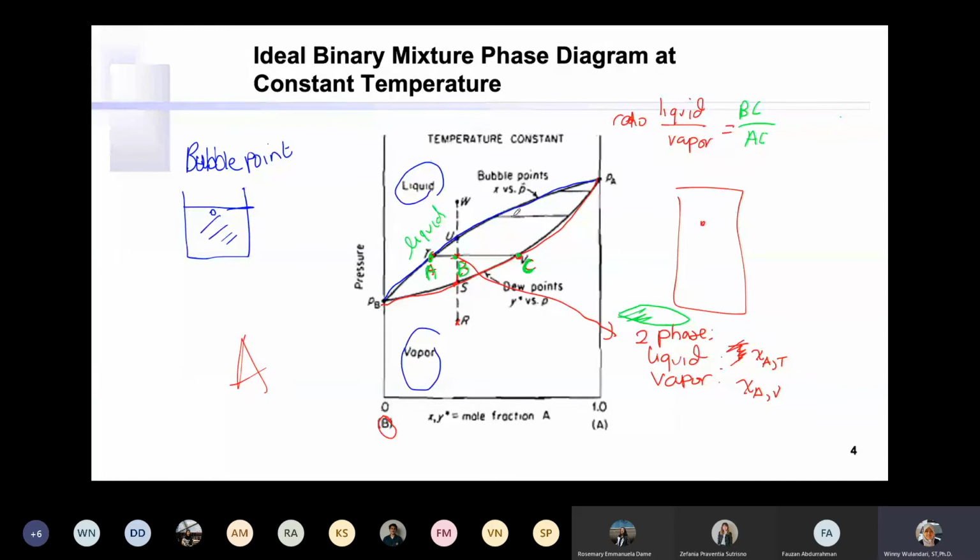So in this point, which one is higher? Is it the liquid or the vapor? The vapor. Yes, you're right, because this is the vapor. No, liquid or vapor? Oh, liquid. Liquid, ma'am. Liquid, because this is the liquid. Okay. And then go back to the U.